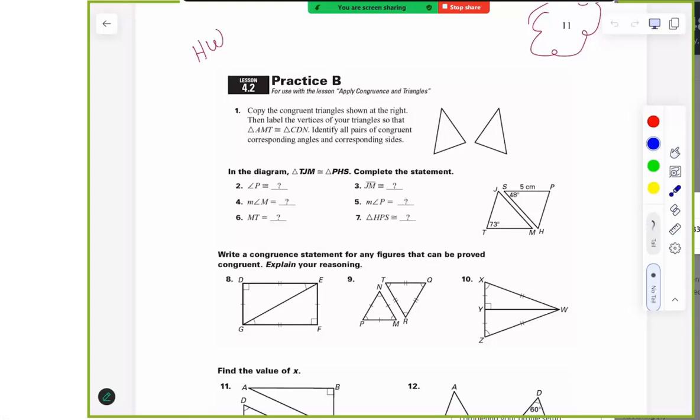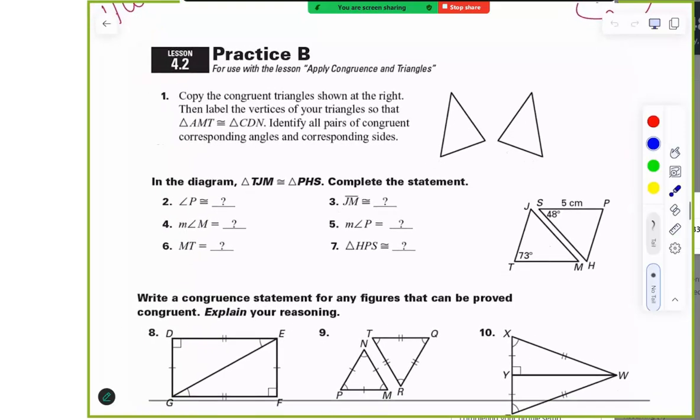In this video, I wanted to go over the homework for 4.2, which is right here. The first one says, copy the congruent triangle shown at the right, and then label the vertices of your triangles so that triangle AMT is congruent to triangle CDN. And then they want you to identify all pairs of congruent corresponding angles and corresponding sides.